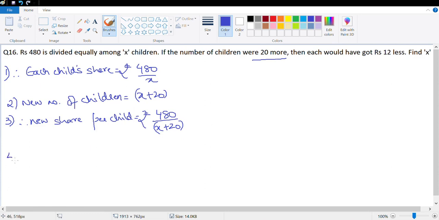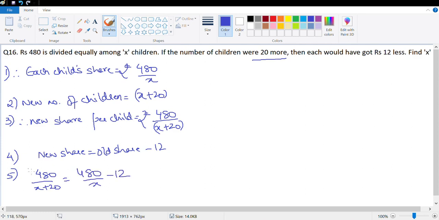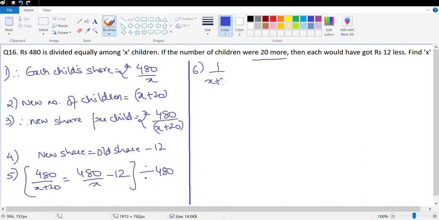Let's figure out the relationship given. It says each would have got 12 rupees less, which means new share is equal to old share minus 12. Right, this is 12 less than the old share. Let's substitute values. So new share is 480 upon (x plus 20) is equal to 480 upon x minus 12. Let's divide every element by 480 so that we have smaller numbers to work with. So this gives us 1 upon (x plus 20) is equal to 1 upon x minus 12 upon 480. 12 1s are 12, 12 40s are 480, so it is 1 upon 40.